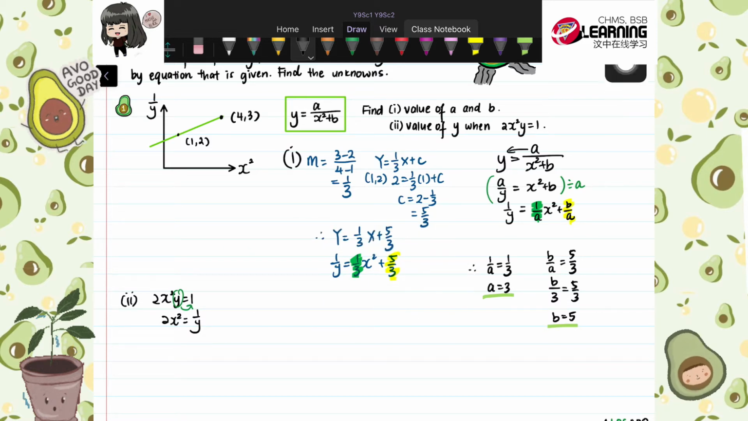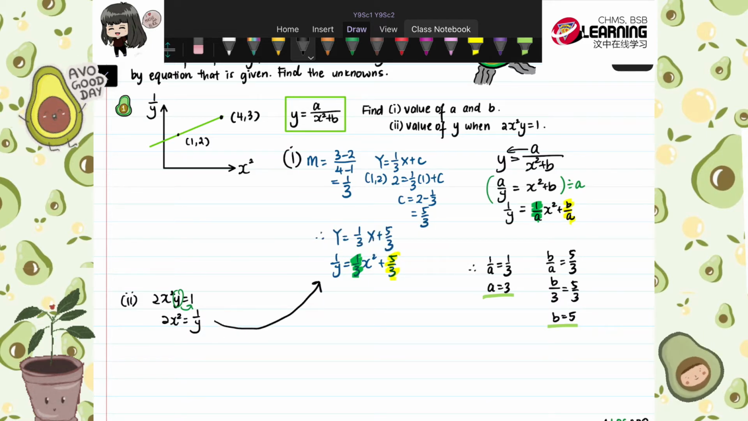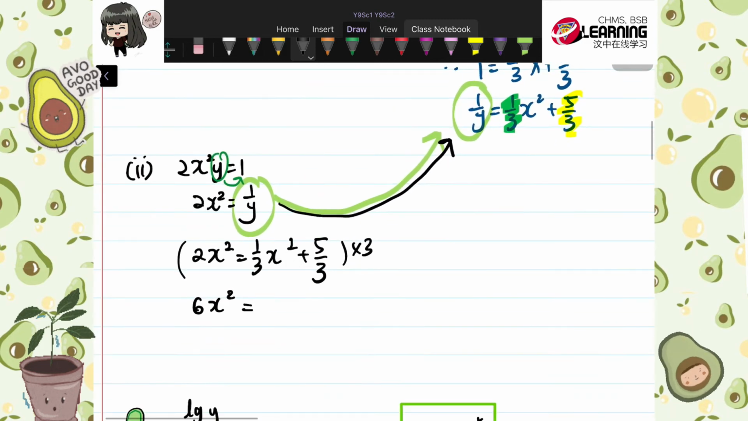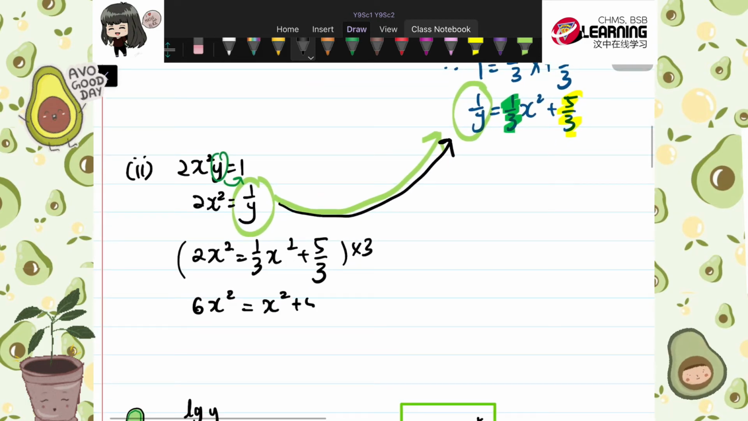So I'm going to sub in here. It will become 2x squared equals 1 over 3x squared plus 5 over 3. Basically I sub in this one into this 1 over y. Then I times 3 first. I move my x squared to the other side, become minus x squared. So 6x squared minus x squared is 5x squared. So my x equals plus minus 1.